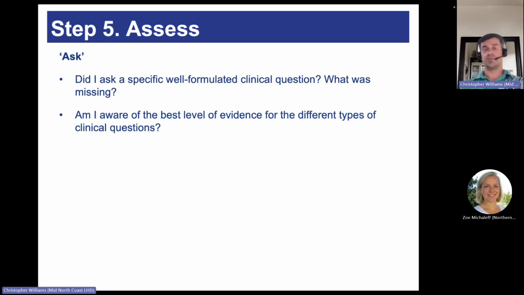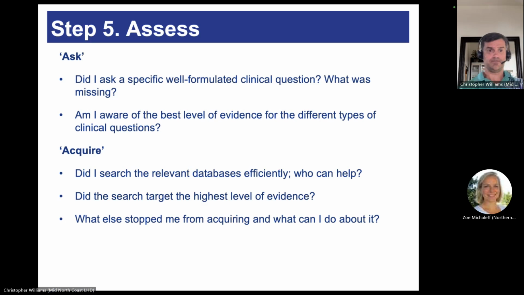I mentioned treatment effectiveness previously, diagnostic accuracy, and prognostic studies. So upskilling yourself a little bit around what that type of evidence is, but also the best level of evidence for those particular types of studies.